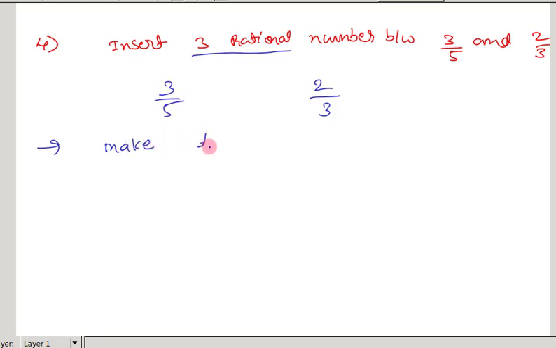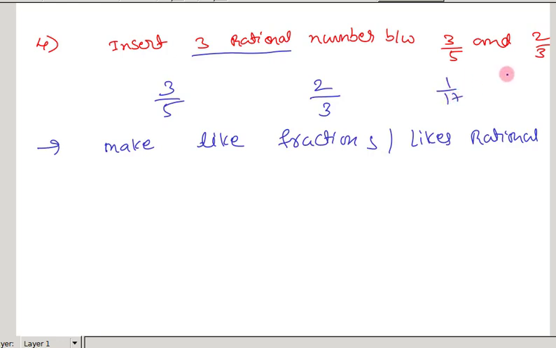Make them like fractions, or like rationals. Why do we need to make them like rationals? Like fractions means fractions with the same denominator. If you take 1 by 17 and 19 by 17, these two fractions have the same denominator, 17, so these two fractions are said to be like fractions. In the same manner, the given rational numbers have to be made like fractions.